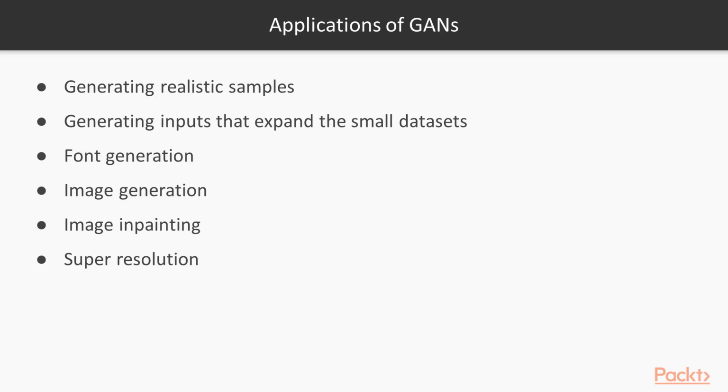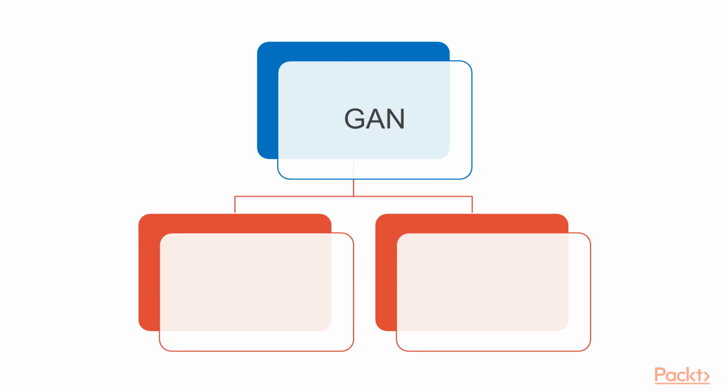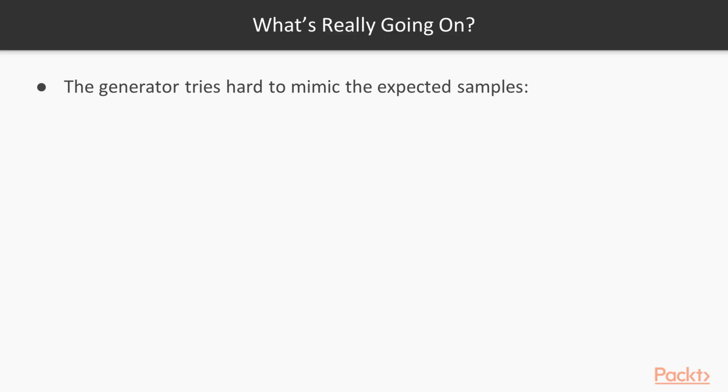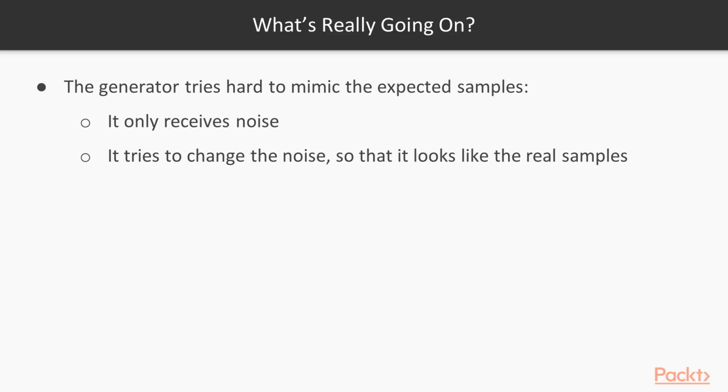So let's see what is really going on behind the scenes of the GANs. GANs have two neural networks against each other, the generator and the discriminator. The generator tries hard to mimic the expected samples, but it only receives noise. It tries to change the noise so that it looks like the real samples. So the generator creates fake art. The discriminator acts like an art critic.